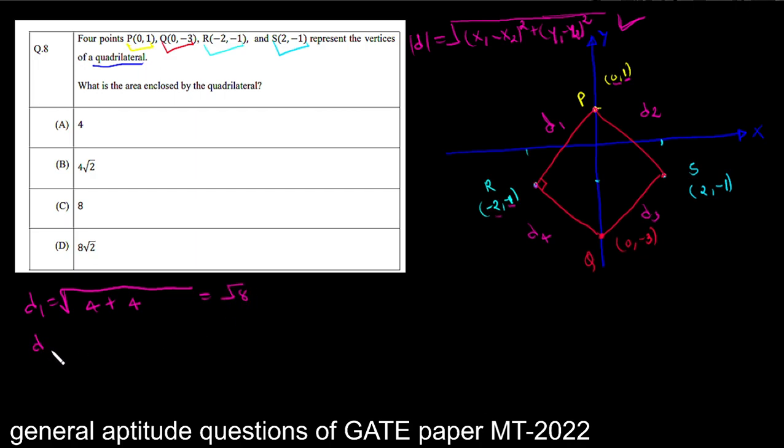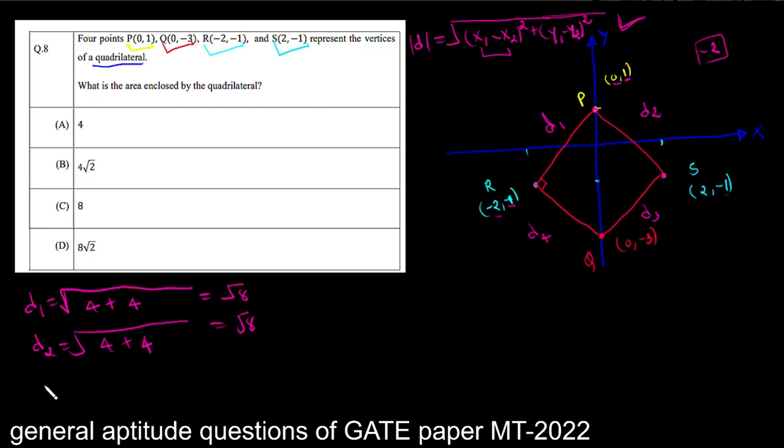Now in the same way you can say d2 is nothing but the distance between this vertex P and S. So simply the same equation. We have to subtract this coordinate from this one, or we can also do it in reverse. Let's subtract this 0 from 2. So again we are getting the difference of the x coordinate as 2, and the square of 2 is again 4, plus we have to find the difference of the y coordinate. Here negative 1 minus 1, so again it will turn out to be negative 2, and we have to square it. So again it will turn out to be 4, simply square root of 8.